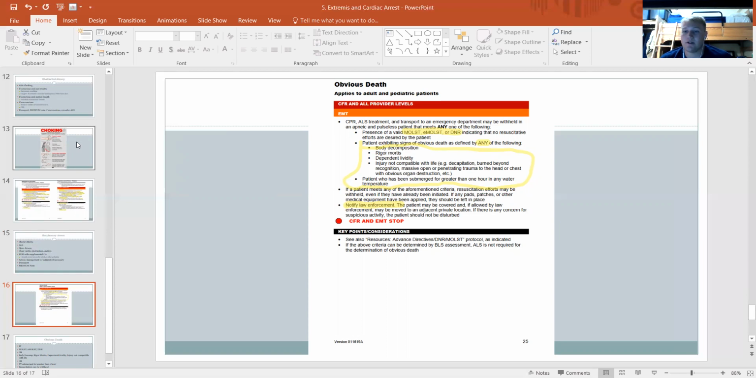And if the patient meets any of those criteria, resuscitation efforts may be withheld, even if they've already been begun. If any patches, pads, whatever have been applied, they should be left in place. Notify law enforcement for a medical examiner. Patient may be covered, and if law enforcement allows it, can be moved. However, if there's any concern for crime, suspicious activity, etc., patient should not be disturbed.